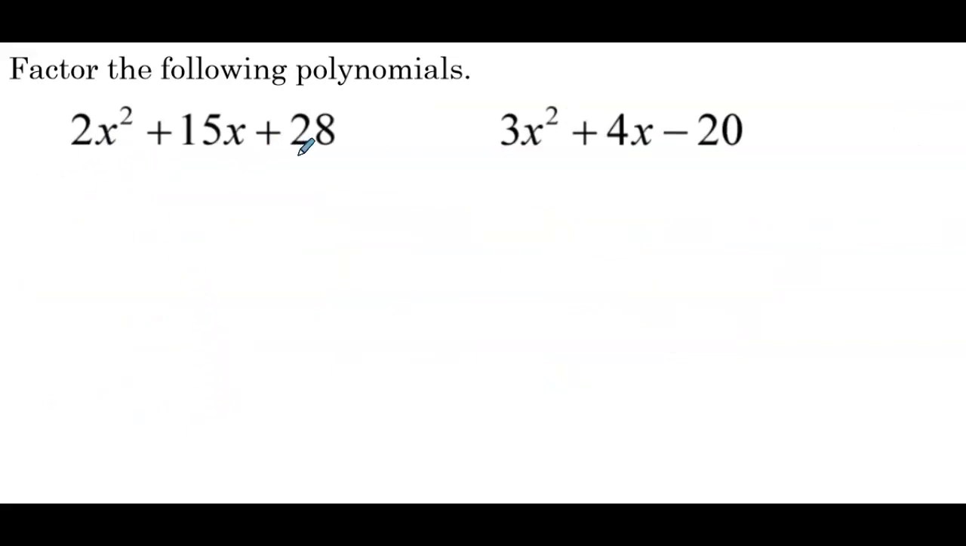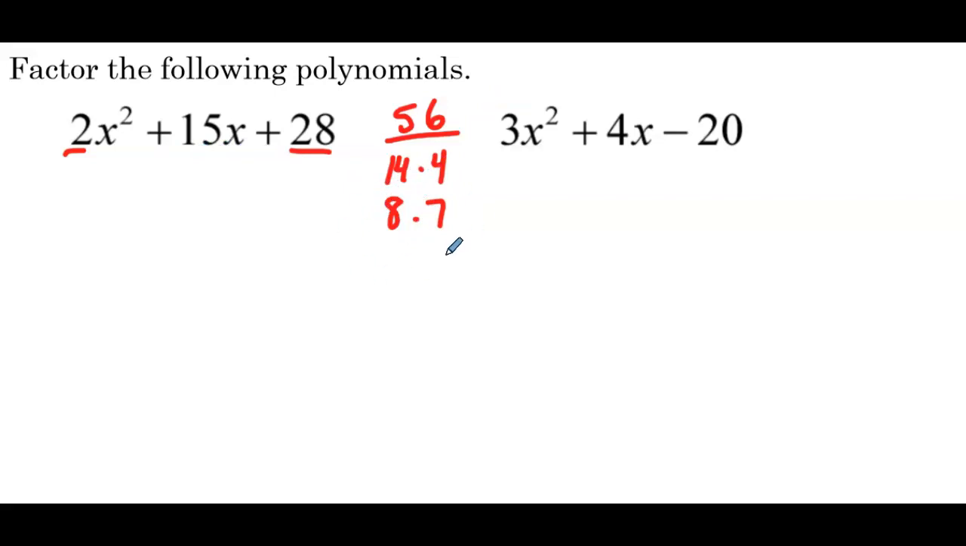Next up, 2x squared plus 15x plus 28. So 2 times 28 is 56. Again, can we come up with the factor pair of 56 that adds to 15 without listing them all out? Let's see. Well, we know 2 and 28 are a factor pair. That's not going to help. Let's see, 14 and 4. 14 plus 4 would be 18, not 15. Let's see. 8 and 7. 8 times 7 is 56, and 8 plus 7 is 15. Perfect.